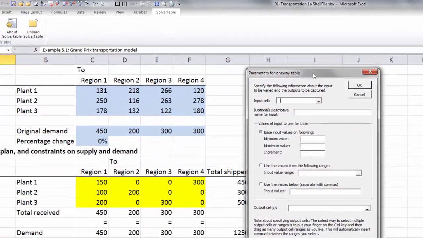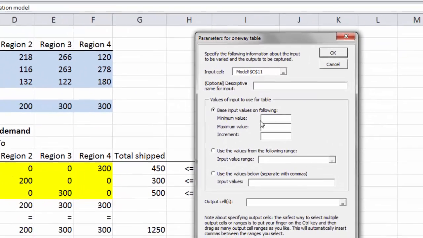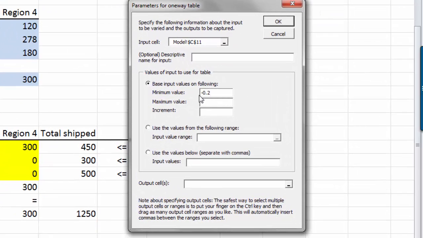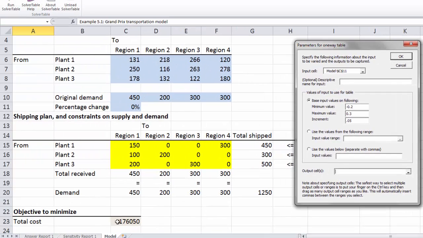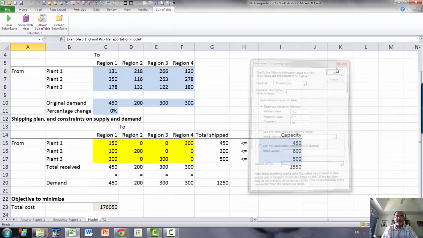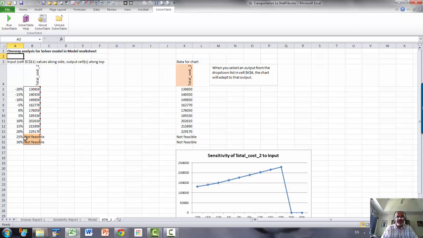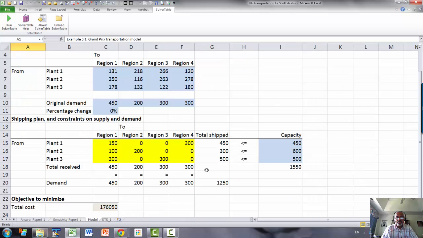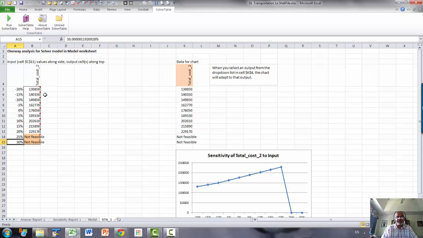We're going to do a one-way table on percentage change, and we're going to use minus 20%, so that will be minus 0.2, to a maximum value of 30%, that will be plus 0.3, in increments of 5%, so that will be 0.05. And we will request only the total cost as the output. Click OK. Now you see the Solver Table report, and the last two are infeasible because we do not have sufficient capacity to meet the total demand if it goes up by 25% or 30%. Up to 20% increase in demand we can handle, and these are the costs.